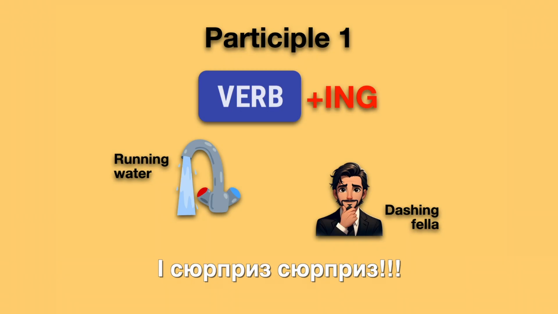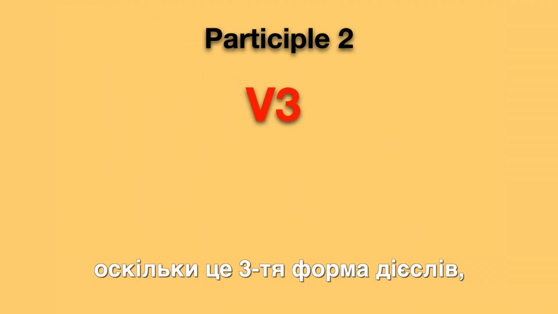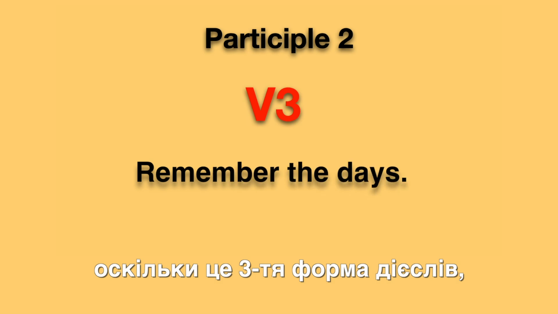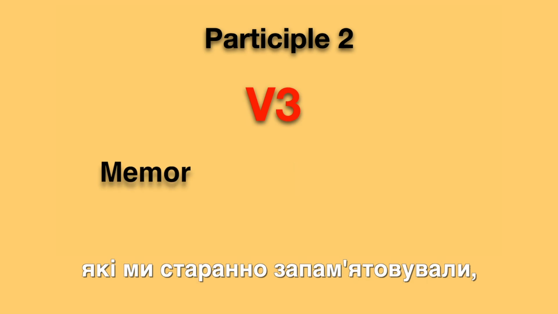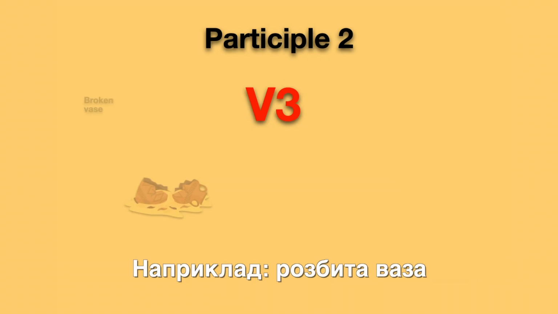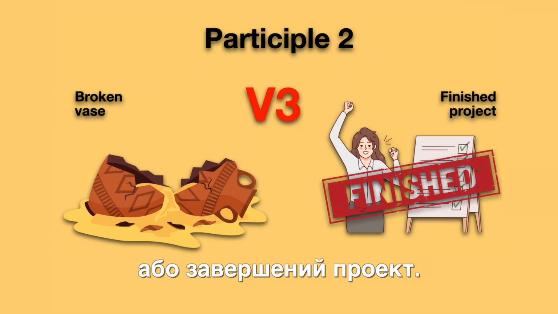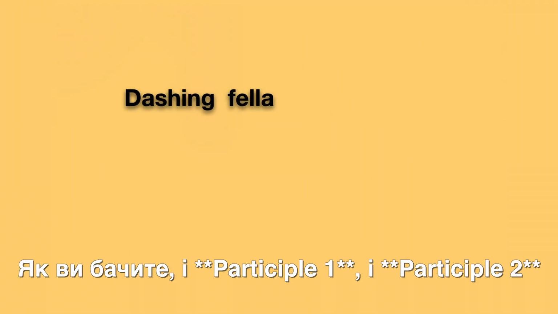And surprise, surprise, you are already familiar with participle 2, as it is the third form of the verbs that we were diligently memorizing if we happen to come across an irregular verb. For example, the broken vase or finished project. As you can see, both participle 1 and participle 2 take their rightful place before the noun they describe as any good adjective.